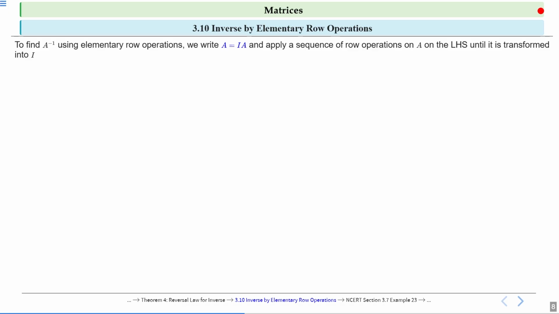Next is NCERT section 3.10, inverse by elementary row operations. To find A inverse using elementary row operations, we write A is equal to IA and apply a sequence of row operations on A on the left hand side until it is transformed into I. The same sequence of operations is applied simultaneously to I on the RHS.